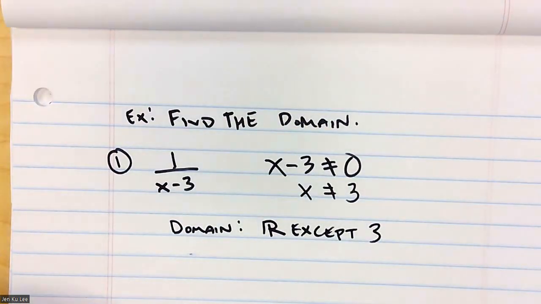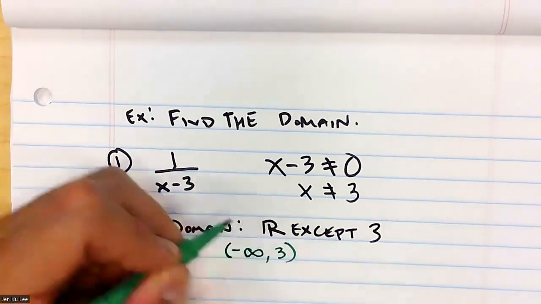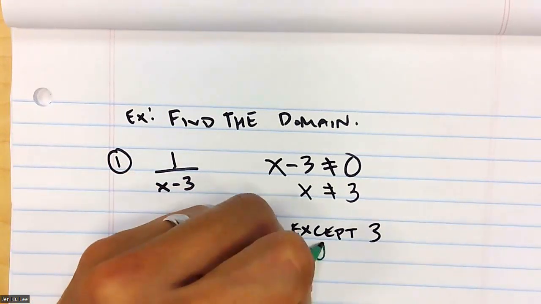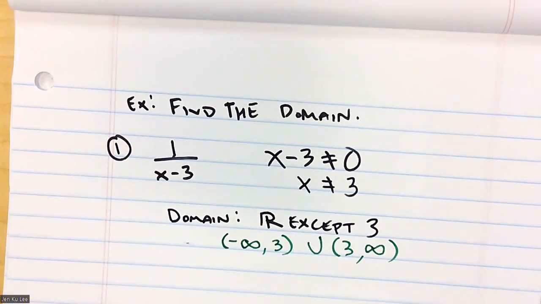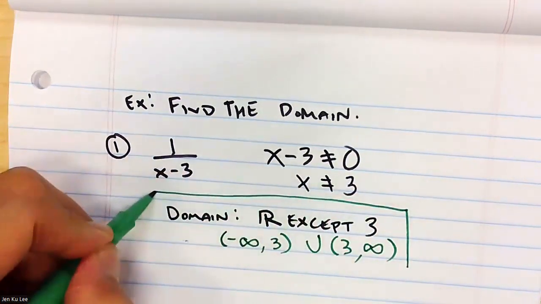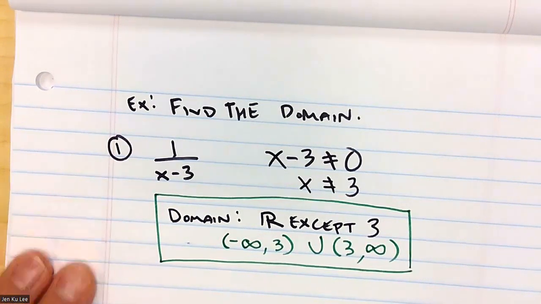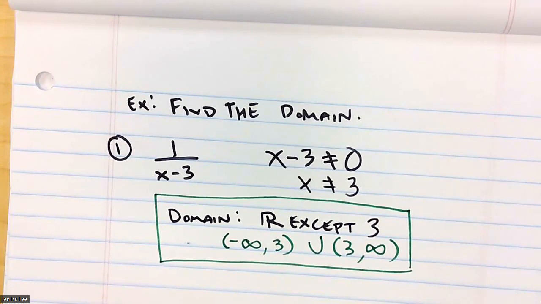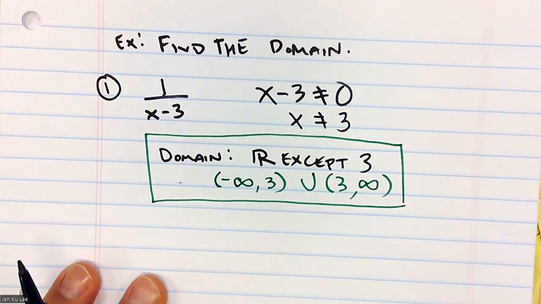If I ask you for the interval notation, it will be negative infinity to 3, parentheses, union, 3 to infinity. You guys remember interval notation? Okay. Questions on this? Yeah, Tisha.